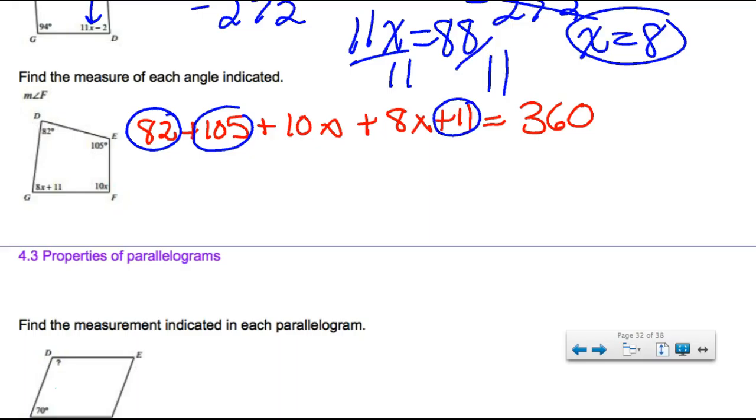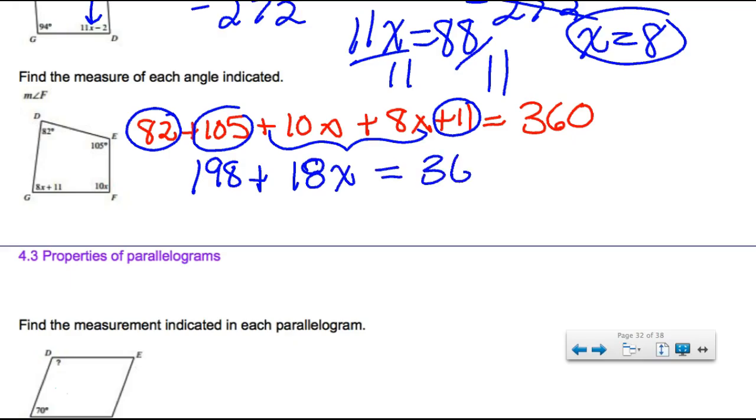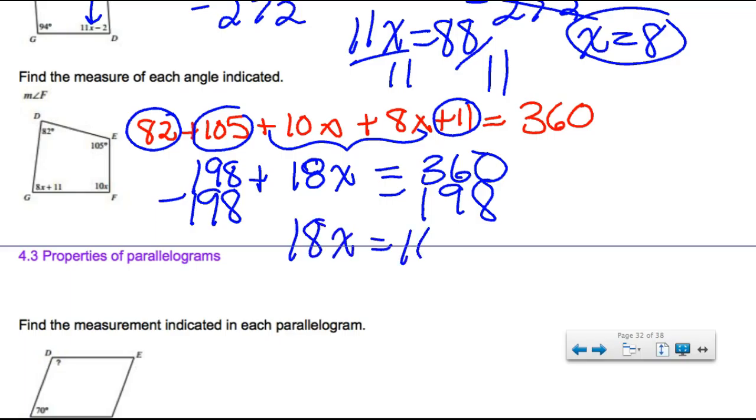I've got some loners here, some loners here, some loners here. So I take all my non-x terms and I add them all up for a grand total of 198. Then I've also got 18 x's. 10 x's and 8 x's give me 18 x's. Make sure you don't say it's 18x squared. I remove the 198. 360 minus 198 gives me 162. So I have 18x is equal to 162. I divide both sides by 18. And I get x being a nice 9.